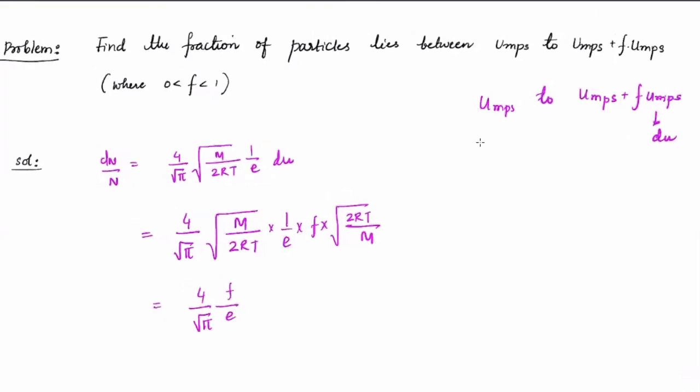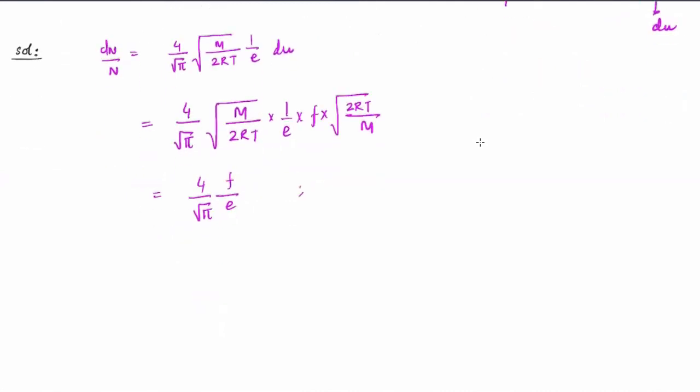So while doing the fractions given, one best part is that dn by n will be directly related to the fraction that is being given. Most of the time you will see all of these terms, m by RT, get cancelled with the other term which you have used. The rest all get cancelled and dn by n will be only proportional to f.